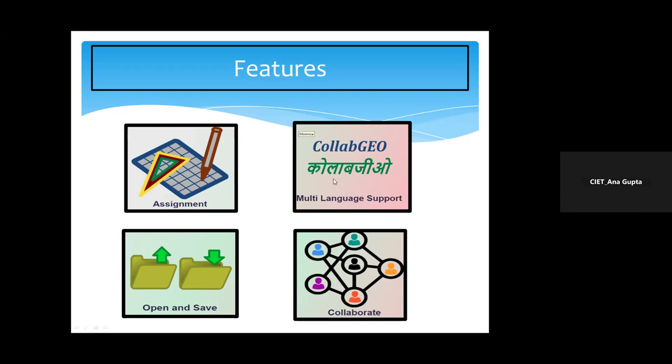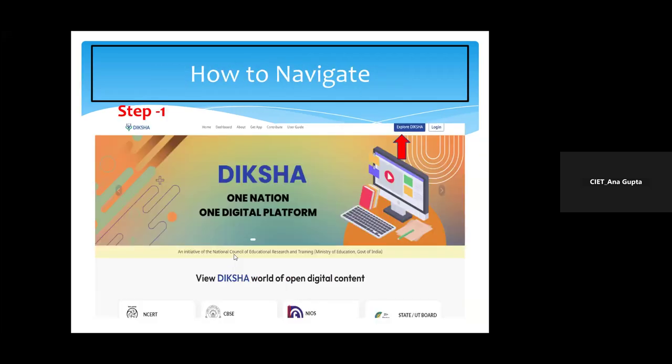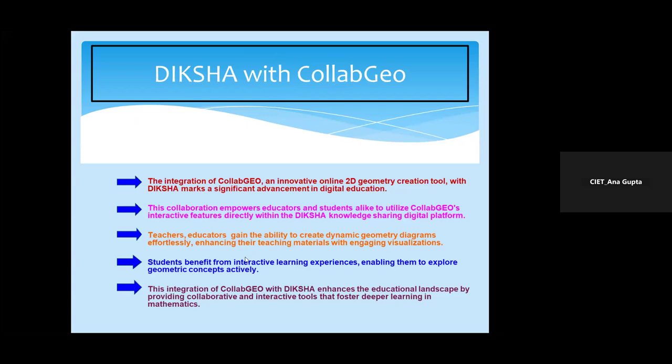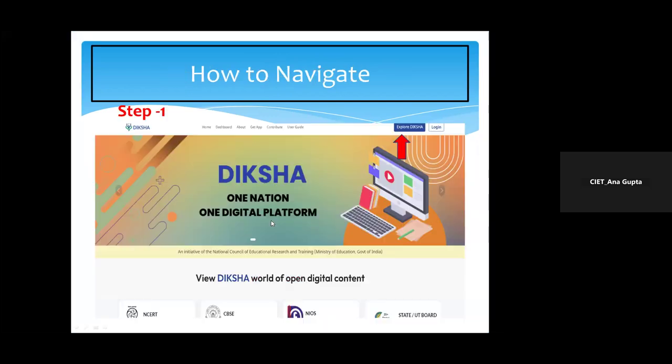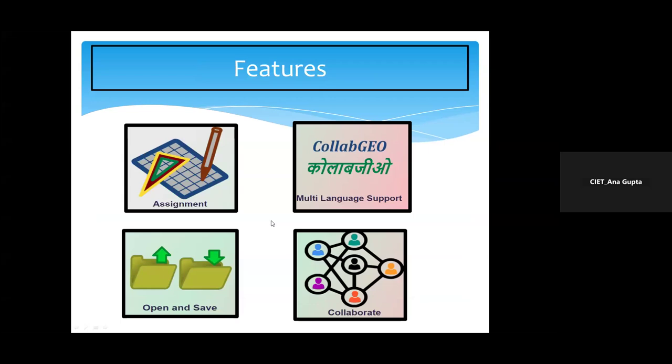You will definitely learn something, and you will also give your best to the students after completing this training session. As we have already seen the various features of CollabGEO, the first is multi-language support. You can show the windows to the students, and teachers can also access the windows in Hindi and English. You can save your file and collaborate with the students and the teachers.